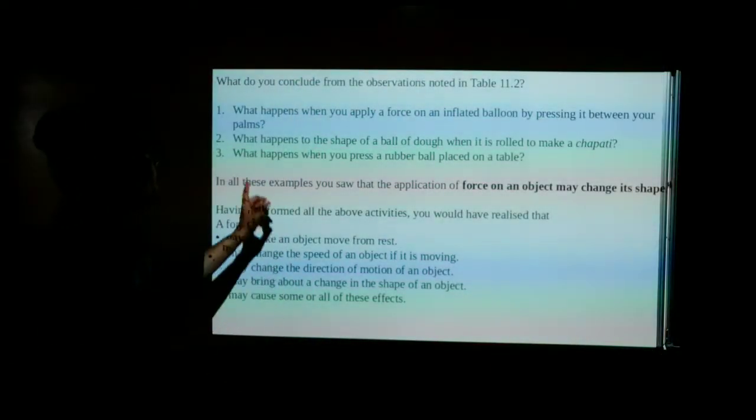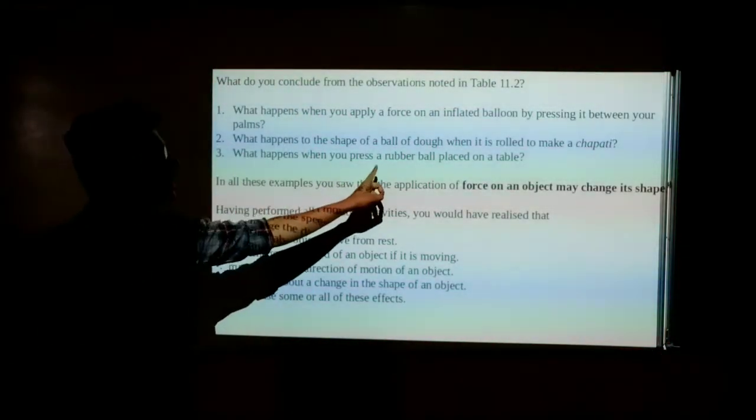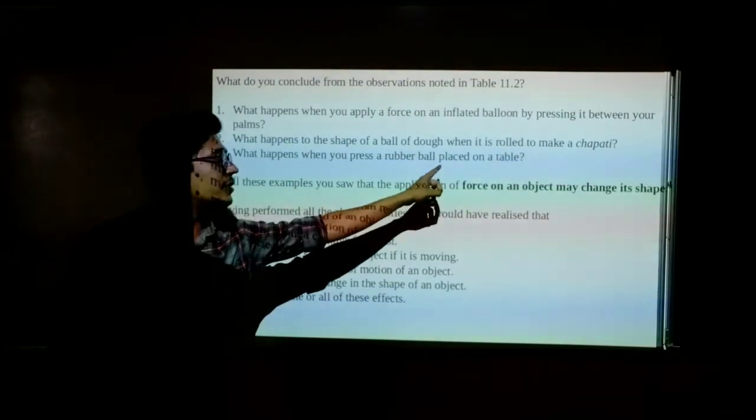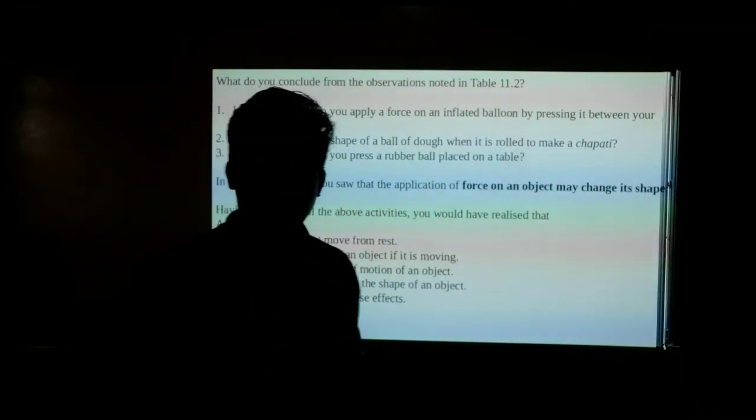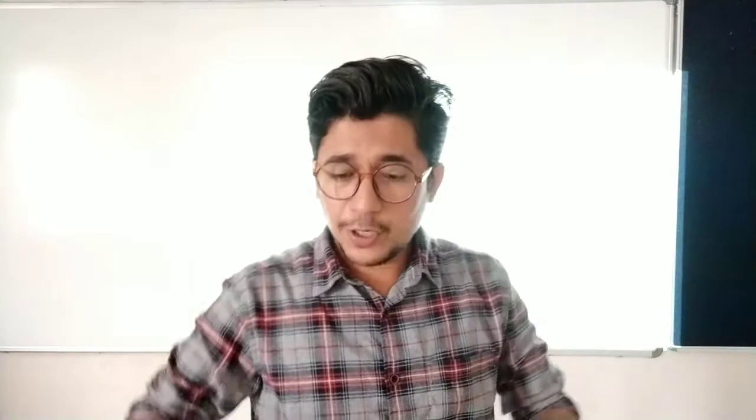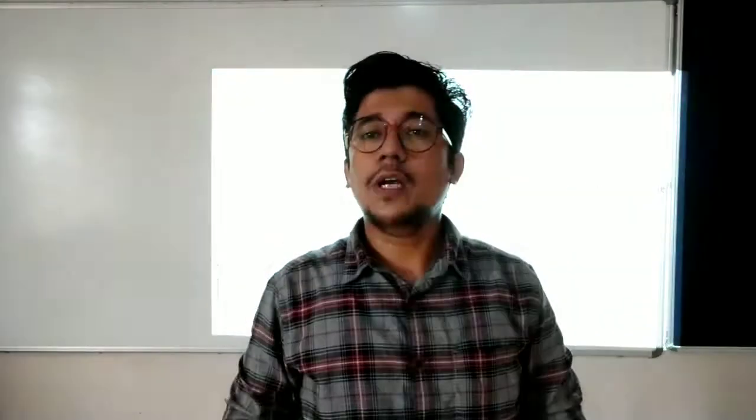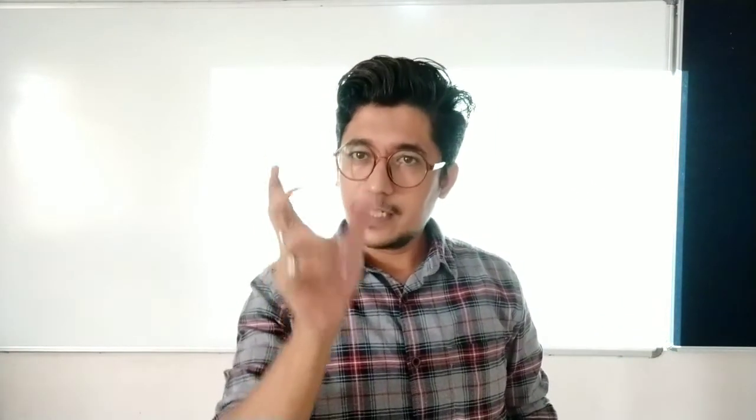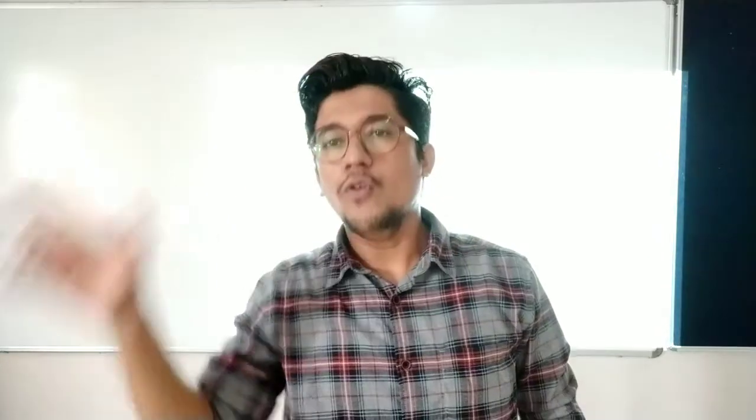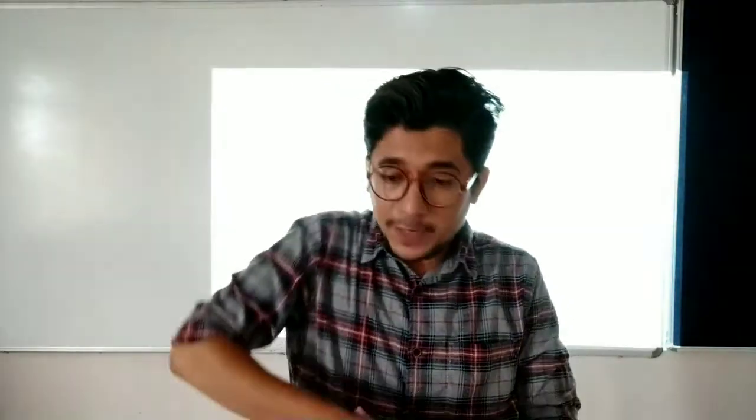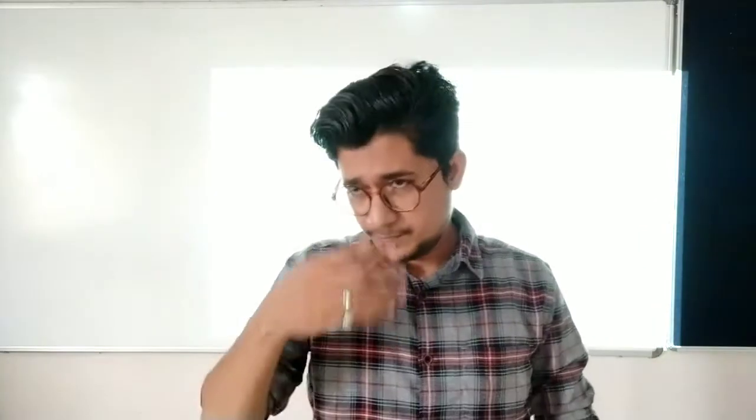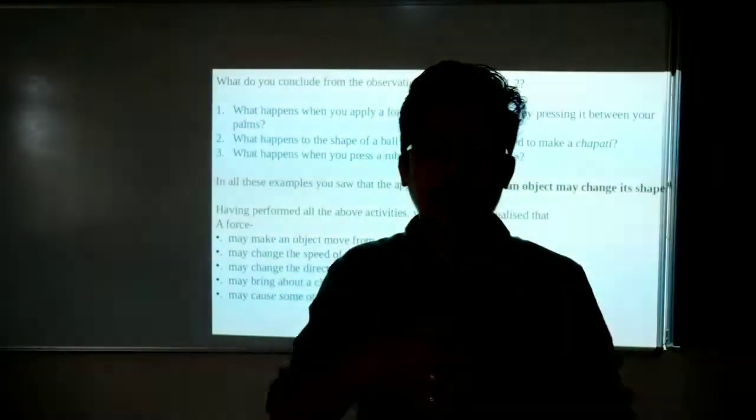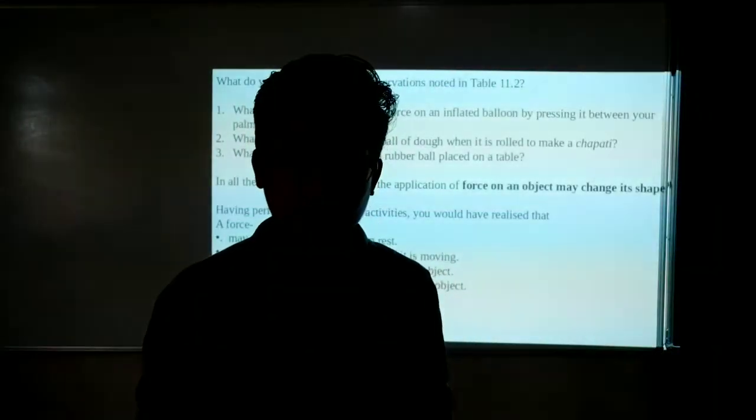Now, third point. What happens when you press a rubber ball placed on a table? Suppose there is a rubber ball and you are pressing it over a table. The ball changes its spherical shape into an oval shape. Yes or no? If you press much harder, then it will break or scatter into pieces. Yes or no? Okay.